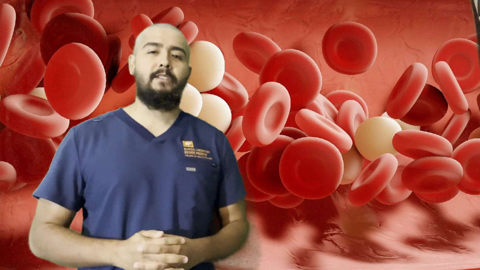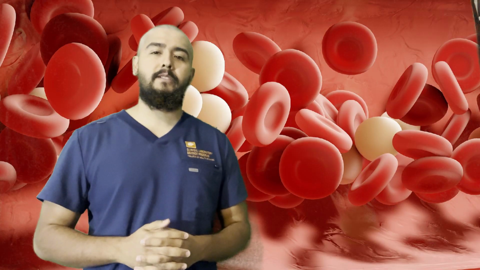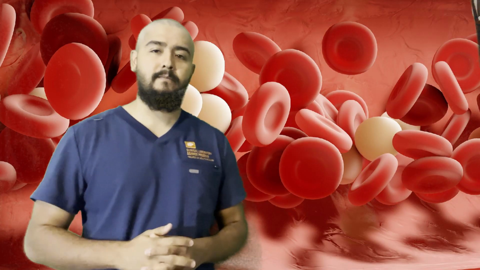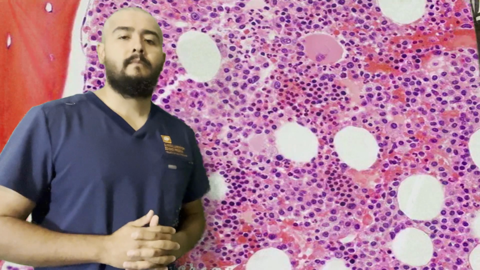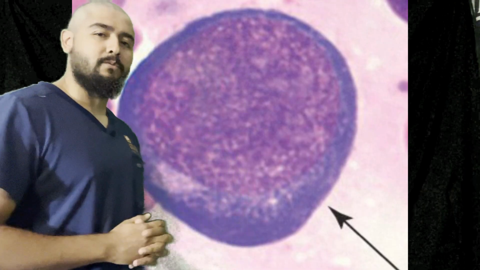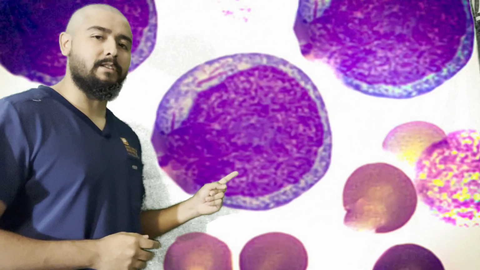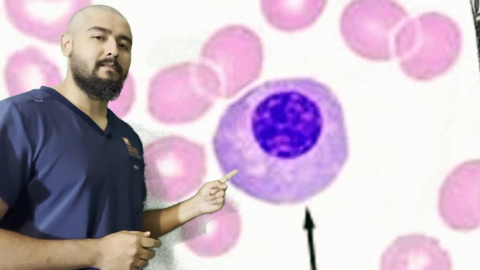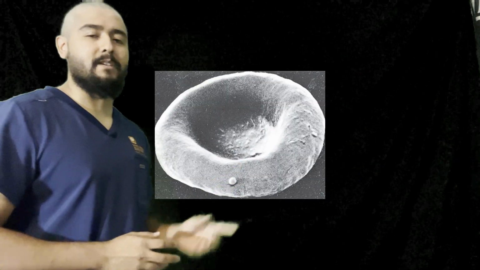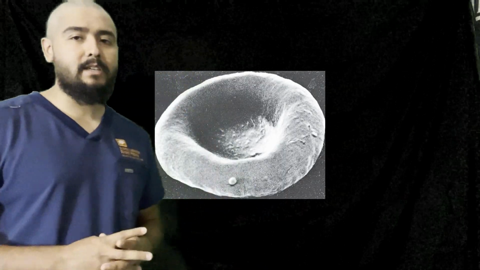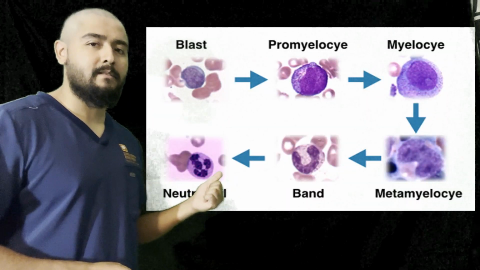Red blood cells are a specialized connective tissue that carries oxygen and nutrients to the tissues. Hematopoiesis, or making blood cells, occurs in the bone marrow. In terms of red blood cells, we have rubroblast, prorubrocyte, rubrocyte, metarubrocyte, reticulocyte, and erythrocyte. In terms of white blood cell hematopoiesis, we have two lineages, myeloid and lymphoid.